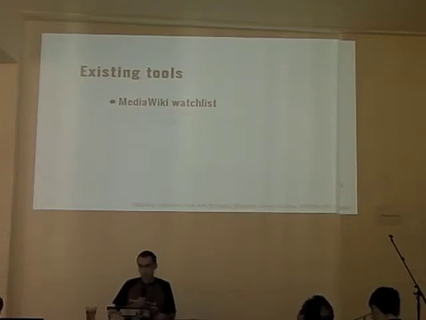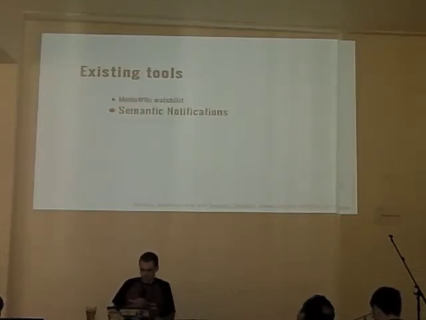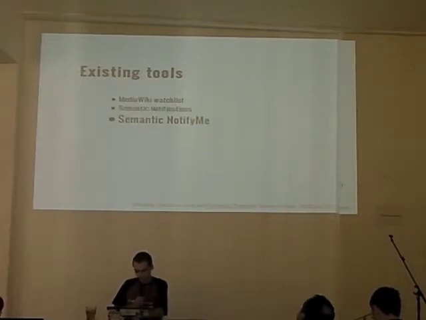So the first one is obviously the MediaWiki watchlist itself. You can watch pages, but not structured data. Then there's an extension called Semantic Notifications and one called Semantic Notify Me. These both allow you to watch changes to queries, which is nice, but I think it's nicer to watch changes to your actual data instead of having to run the queries. So when you do an edit, you immediately get things showing up in your watchlist. Also, both these extensions only allow email notifications and don't actually have a watchlist.